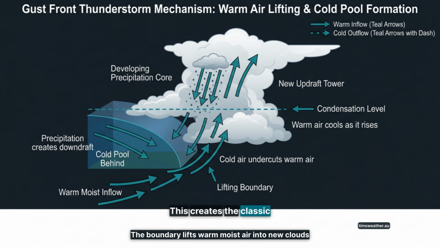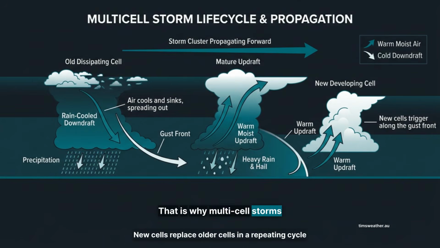This creates the classic multicell cycle. Old cells die, new cells fire, and the whole cluster keeps moving. That is why multicell storms can last several hours and cover much larger areas than isolated storms.